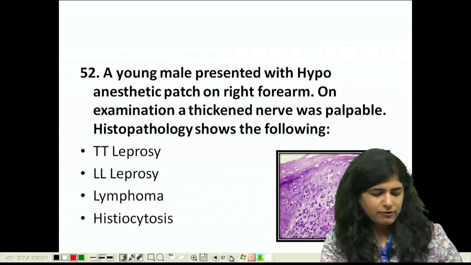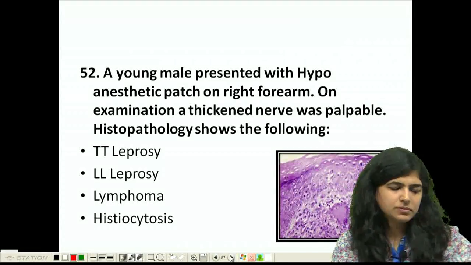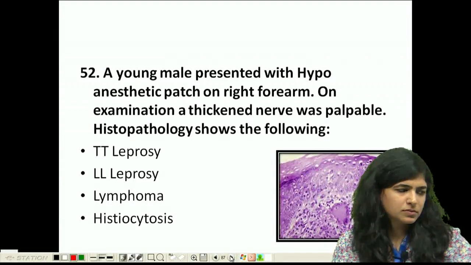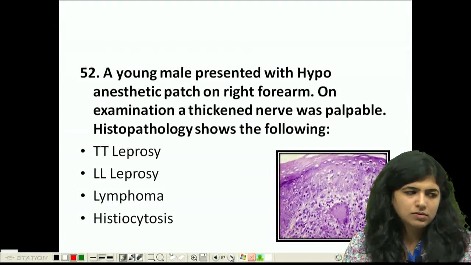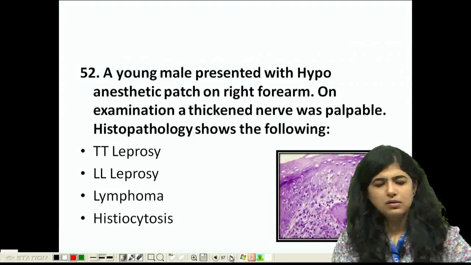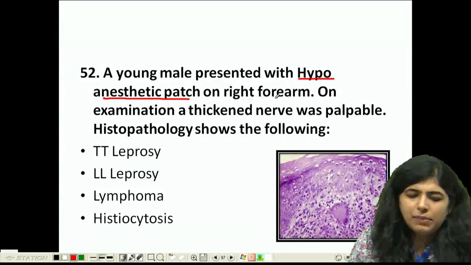Moving on to question number 52. In question number 52, read this question. What does it talk about? It talks about a young male who presented with a hypoanesthetic patch, thickened nerve.